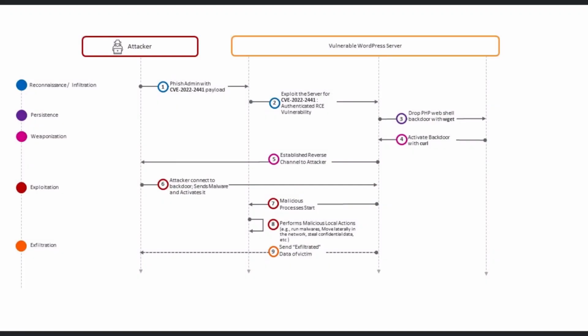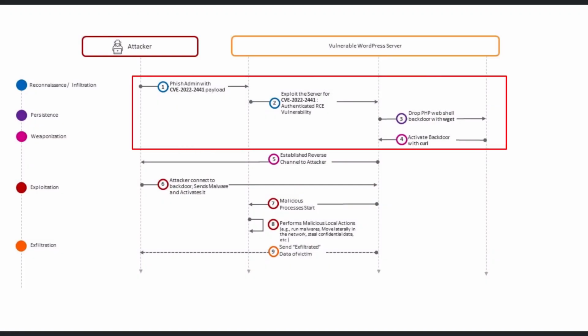Here is the attack kill chain. In step 1, the threat actor employs a phishing technique to entice the admin into clicking on a malicious link. Clicking the link initiates the delivery of the CVE-2022-2441 payload to the WordPress server.